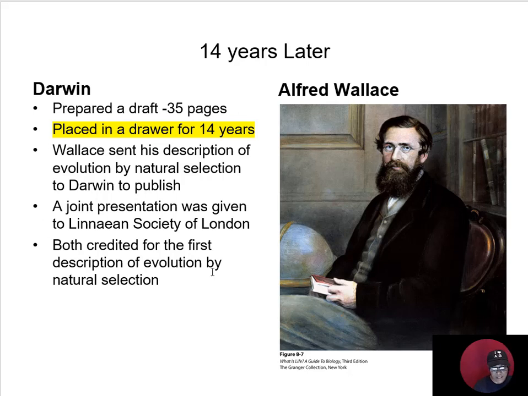But then this guy right here, Alfred Wallace, sent him a description of evolution by natural selection, which he had written. And Wallace was suffering from a disease that he had picked up in the jungle, and he was not able to make it back in order to publish his theory of evolution by natural selection. And so he sent it to Darwin and said, I'm very sick.